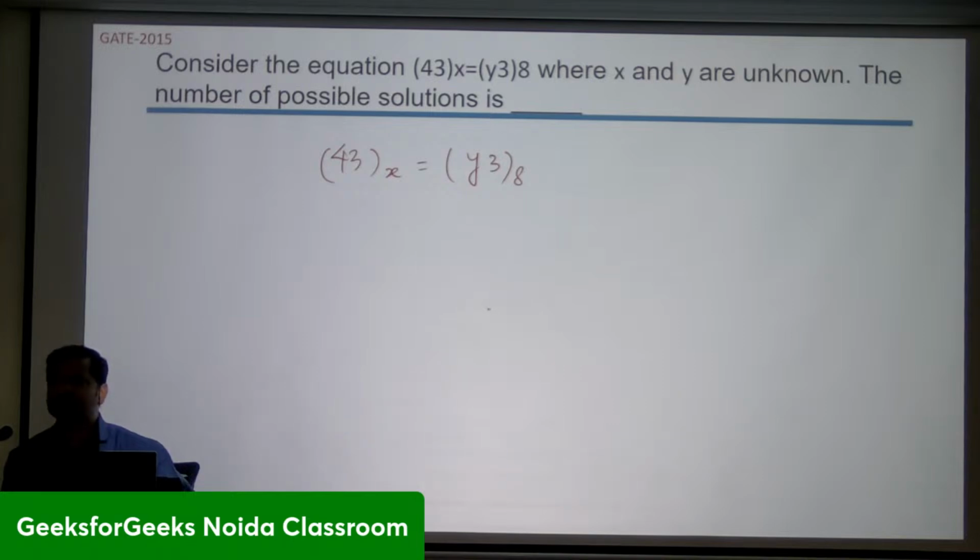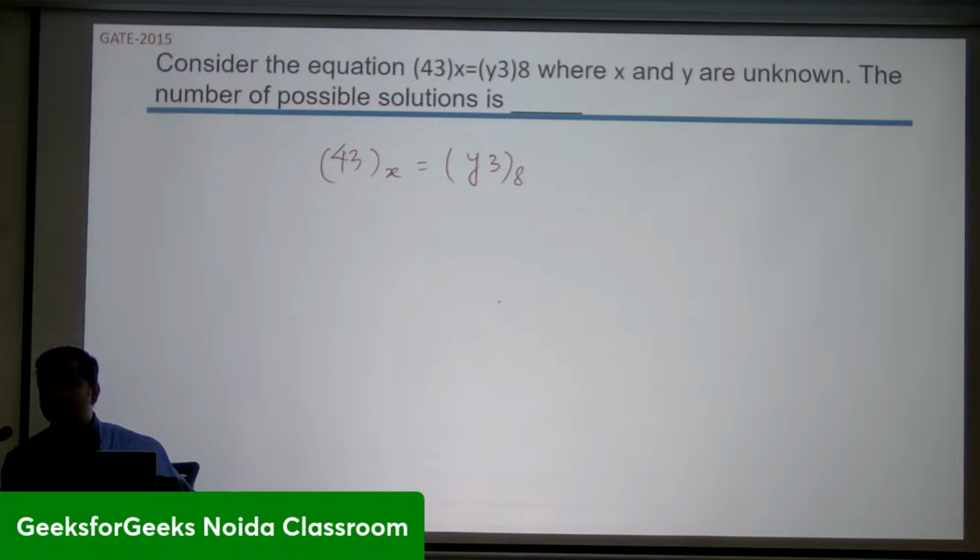Okay, what are the possible values or the combinations of x and y? You have to simply have the count of that. Okay, it is not asking for the value of x and y. It is asking for the possibilities of x and y so that this particular relation is valid.